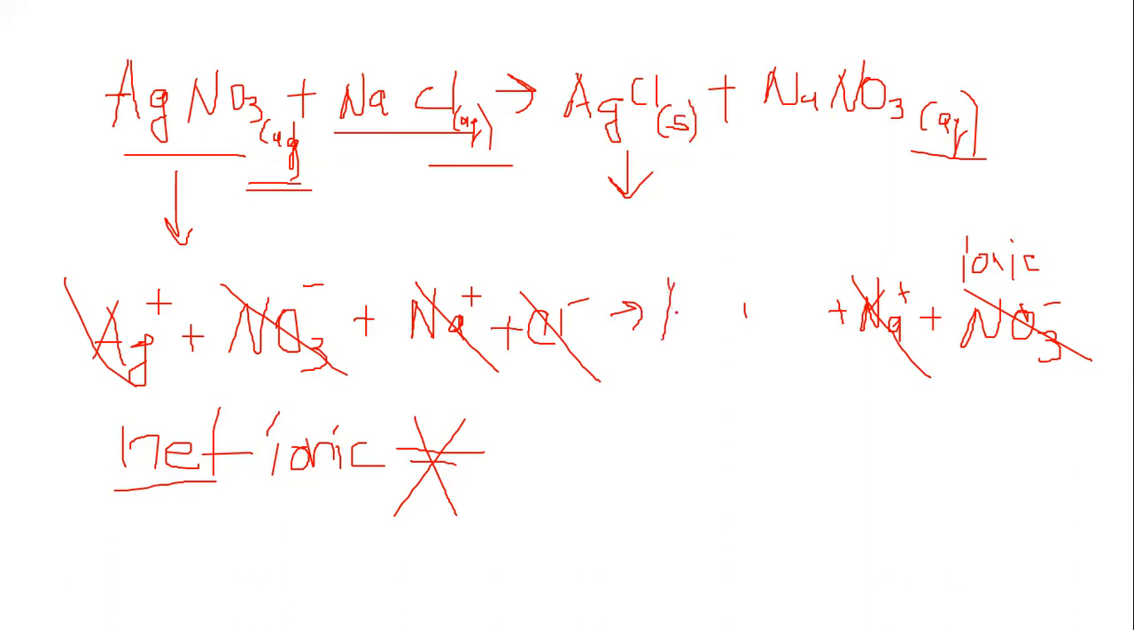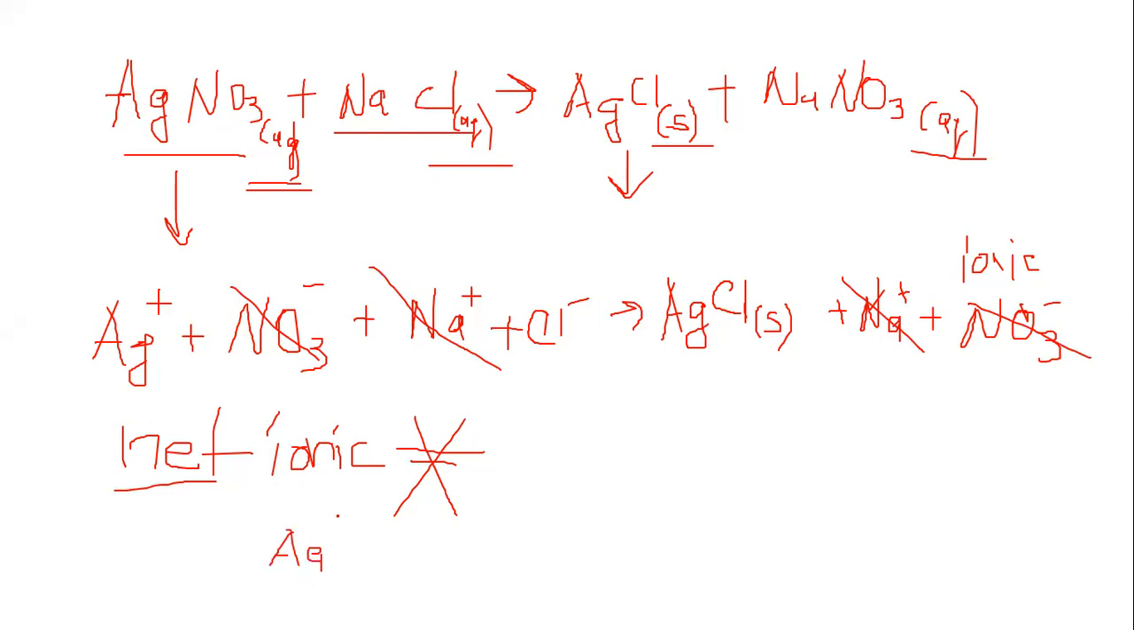It cannot be broken down into ions because it says solid over here. It's S, solid. Now let's look again. Which ions are common? We cannot delete Ag plus and Cl minus. We can delete the others, but not this one. So the net ionic equation is going to be Ag plus Cl minus.